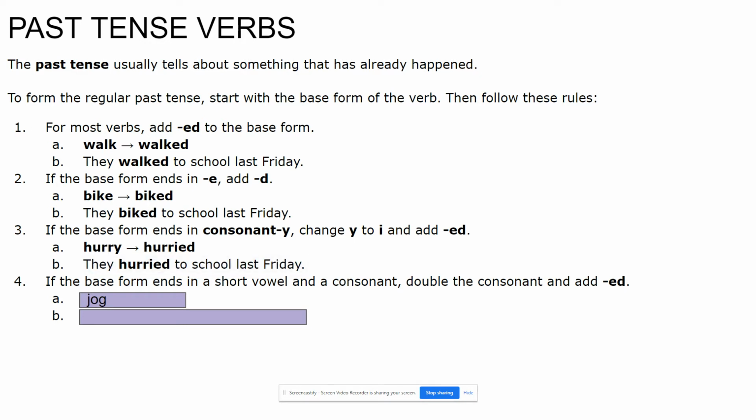And then the final rule to follow is if the base form ends in a short vowel and a consonant, you double the consonant and add ed. It's kind of a long instruction for this, but it's actually very simple. So in the word jog, you have a short vowel, the O, you have a consonant, the G. So you're going to double that consonant G. So your past tense of that verb now becomes jogged. They jogged to school last Friday.